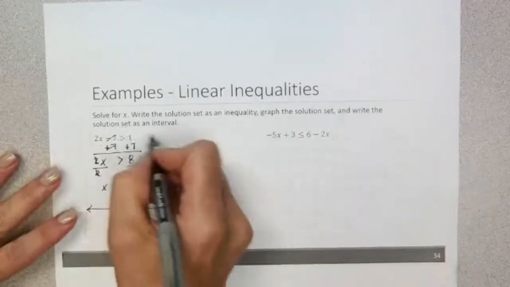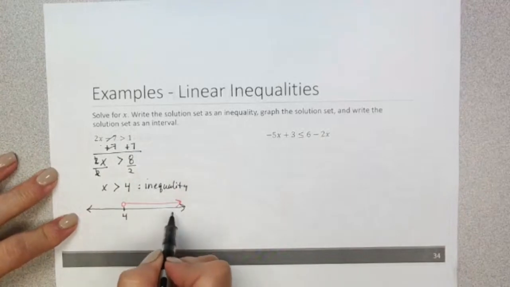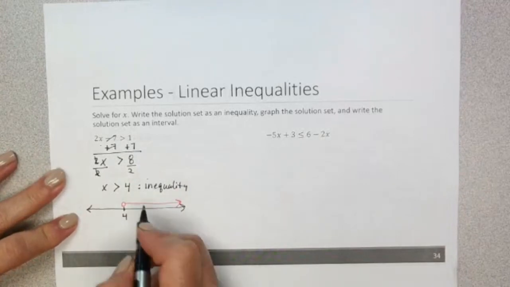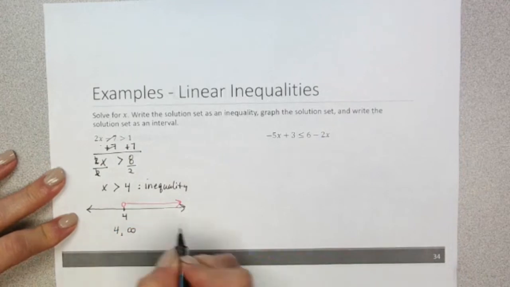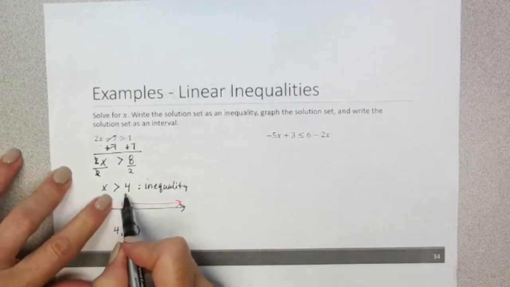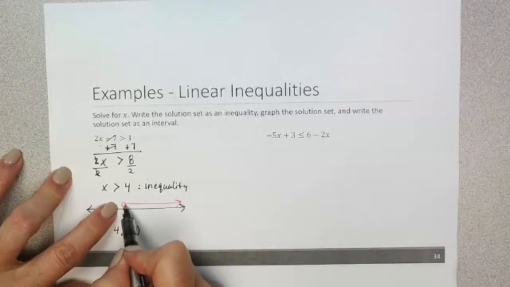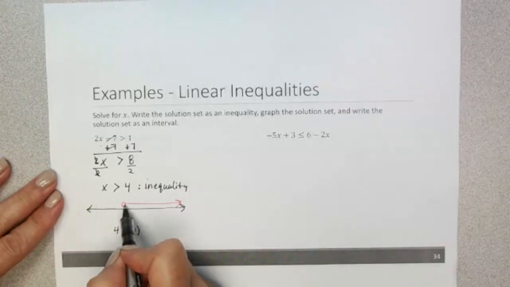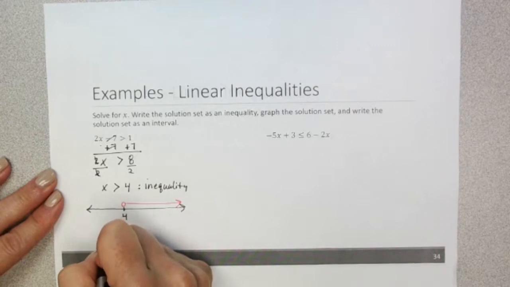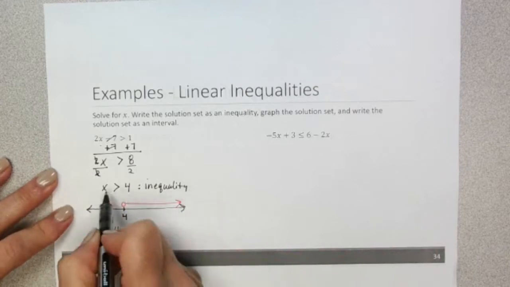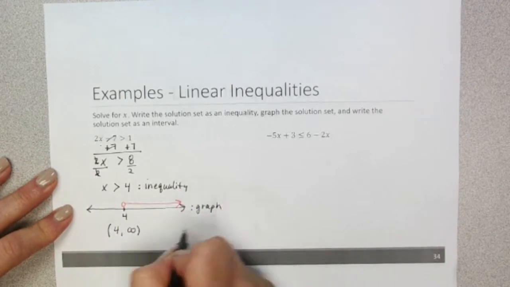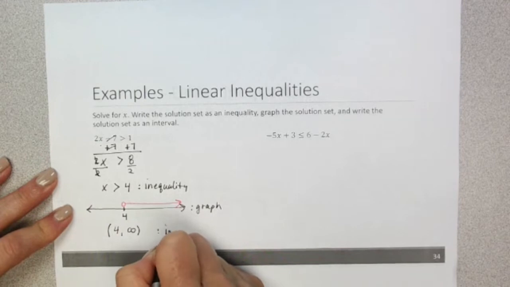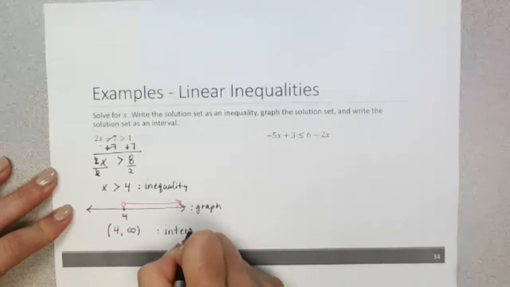Then we also want to write the solution set as an interval. In interval notation, this solution would be written as 4 to infinity. Infinity always gets a parenthesis by it. And the 4, it's not greater than or equal to 4, so this is an open interval. We need to exclude that actual value of 4, so we'll use a parenthesis next to the 4. So we have the inequality solution, we have the graph, and we have the interval notation for the solution.